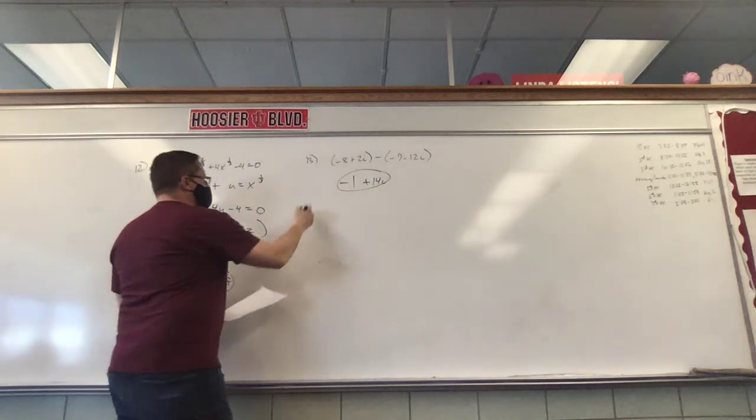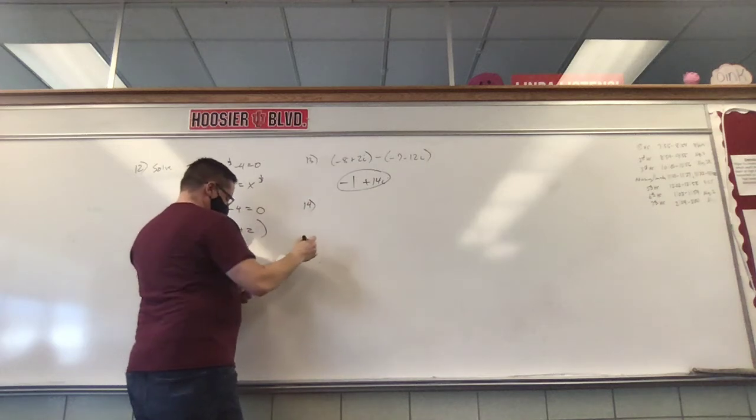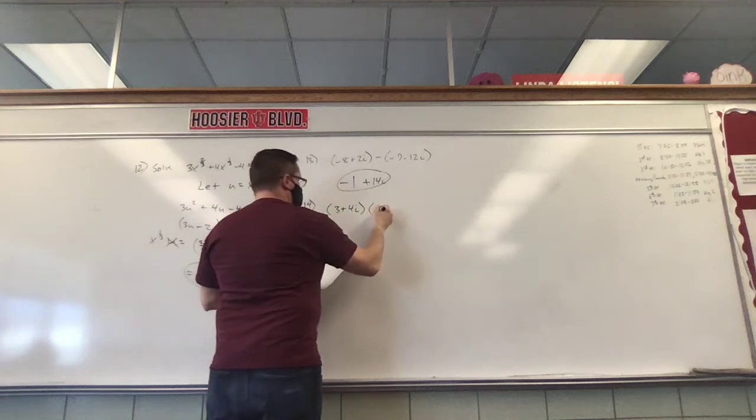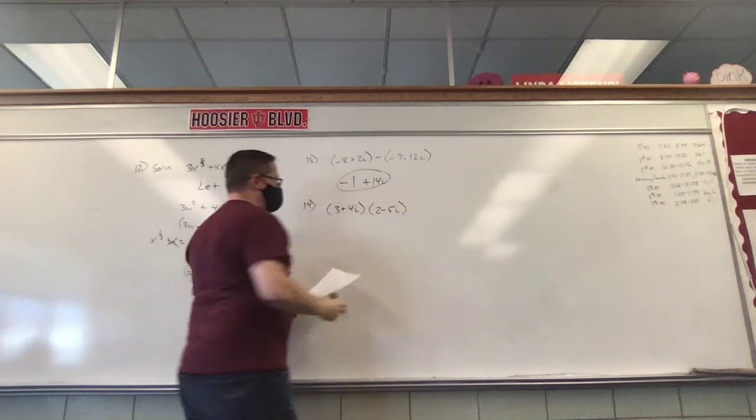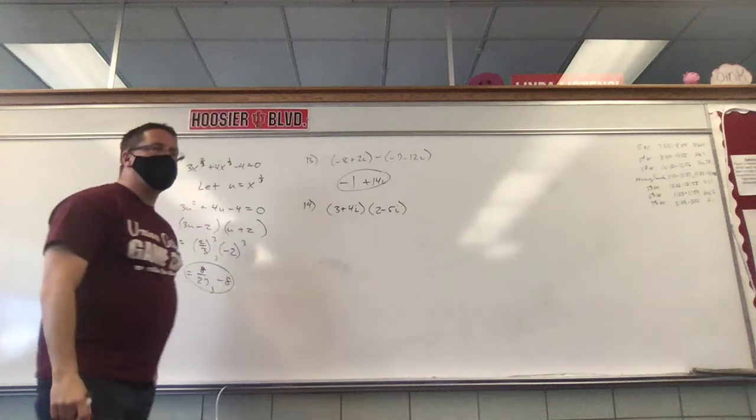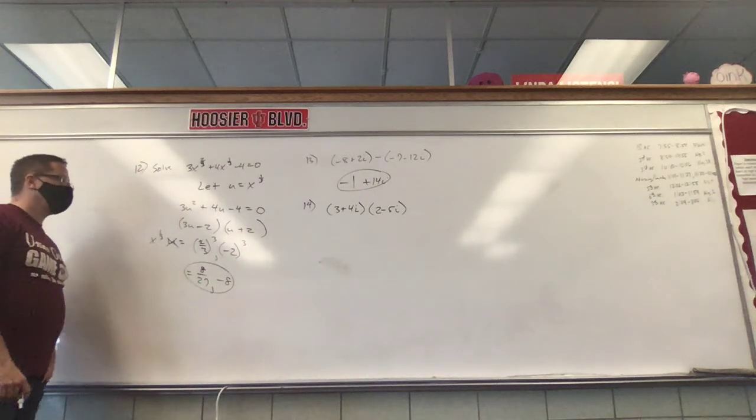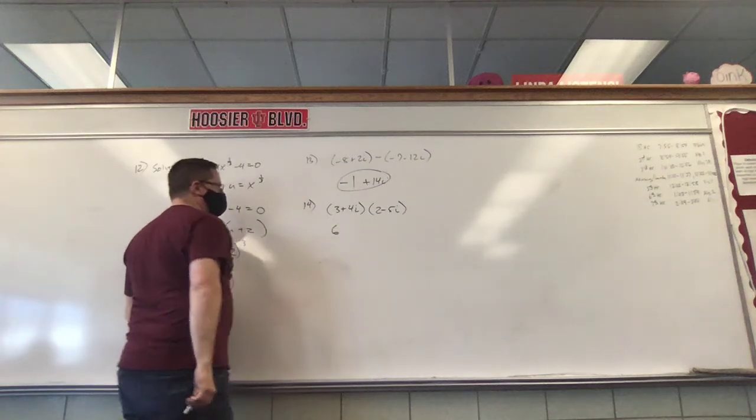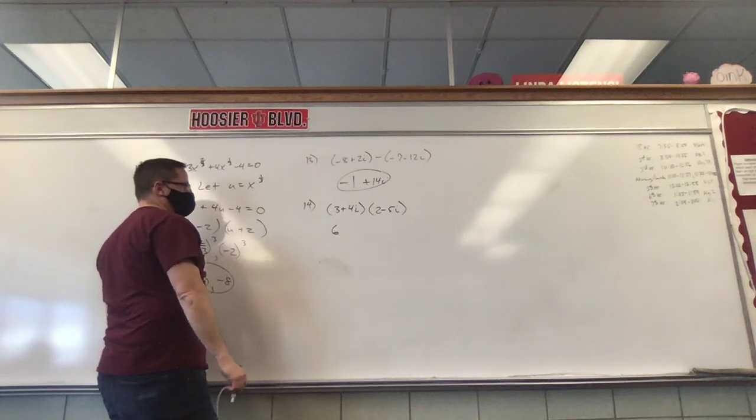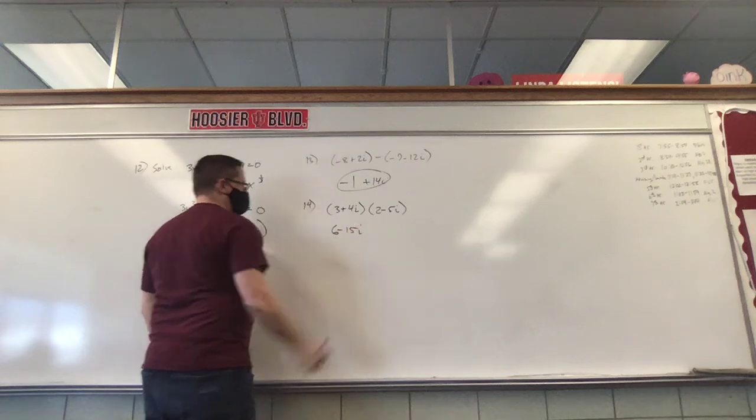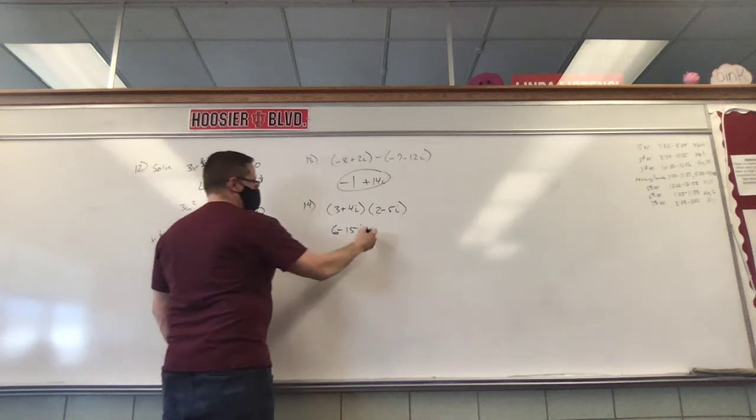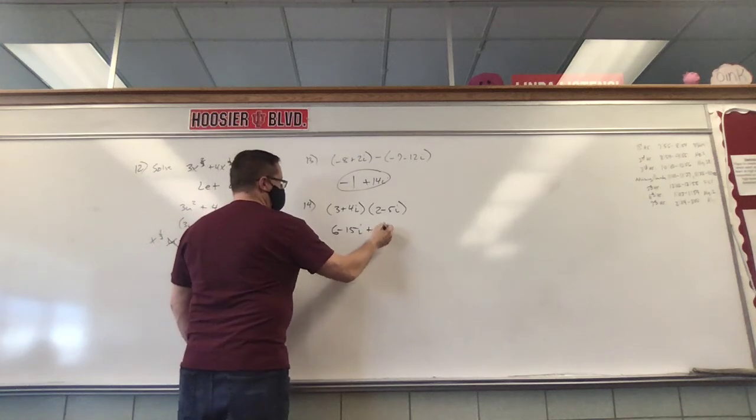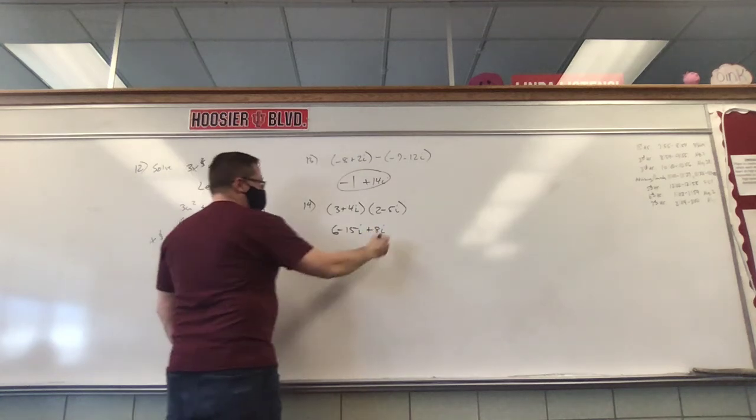2 more for today. 3 plus 4i times 2 minus 5i. Okay. We're going to FOIL this thing out. Okay. Firsts, 6. Outers, -15i. Inners, 8i. And last, then, is -20i squared.